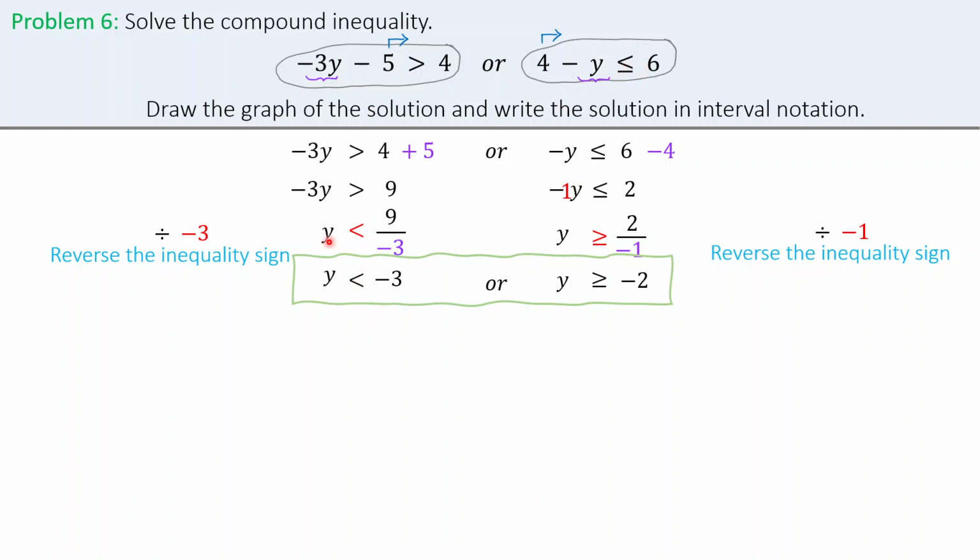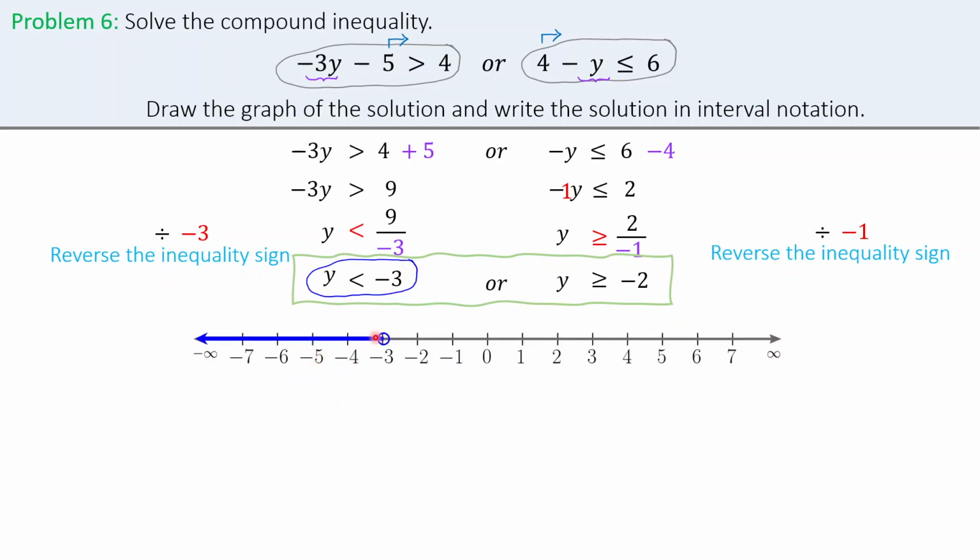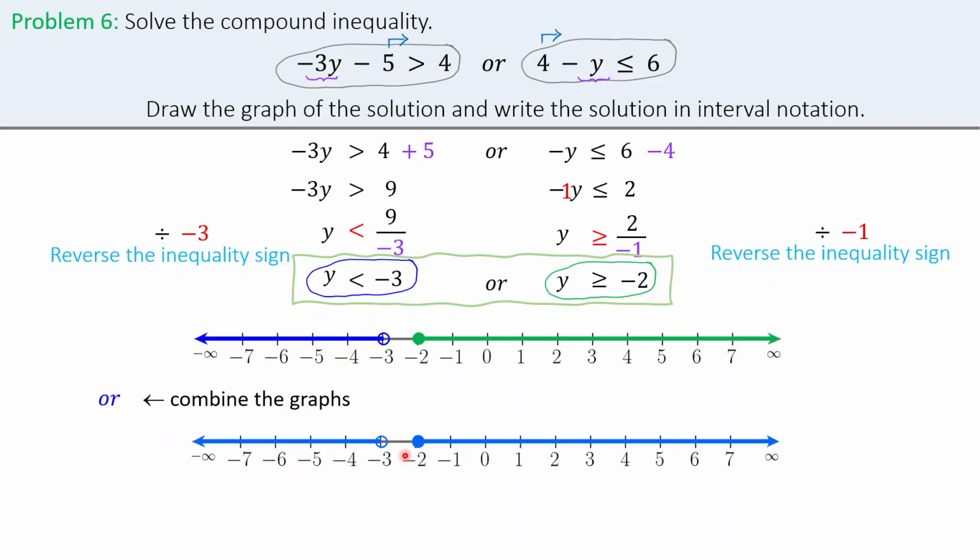Next, we need to draw the graph of the solution. That is, you need to draw the graph of this compound inequality. First, to draw the graph of this inequality. This is the graph of this inequality. Now draw the graph of this inequality. This is the graph of this inequality. There is or, so you need to combine the two graphs. If you combine these two graphs, you get this graph. This is the graph of the solution.